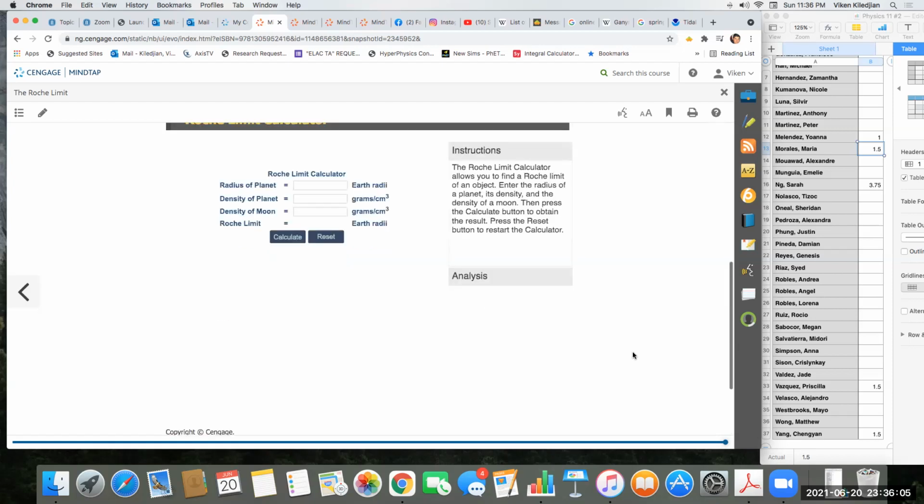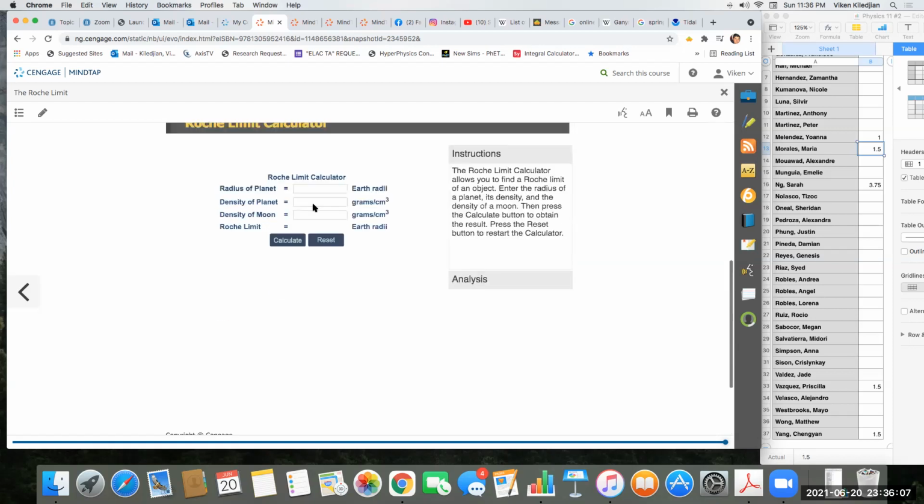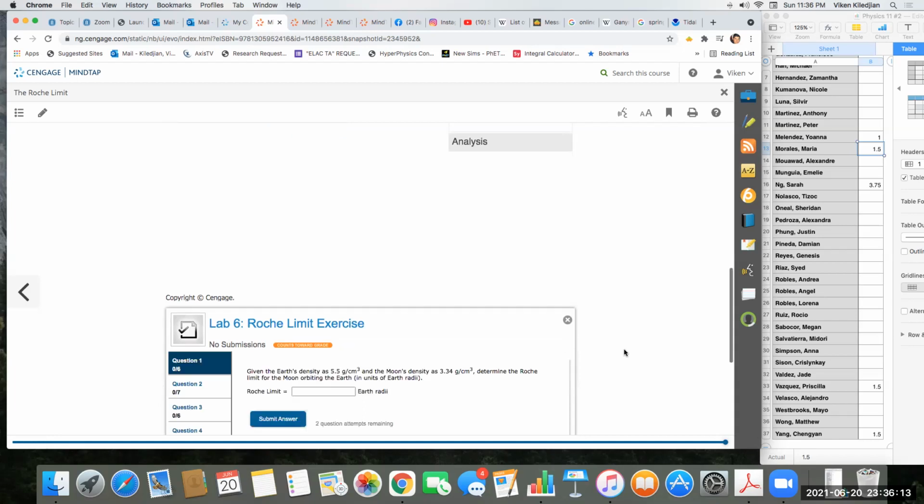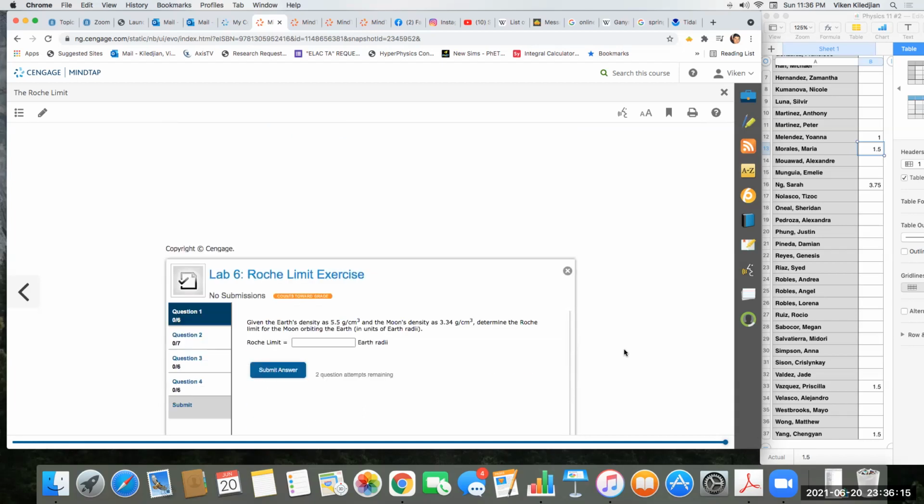Okay, so Roche limit calculator. I think we're probably going to have to use this for this. Question 1. Given the Earth density as 5.5 and the moon's density as 3.3, determine the Roche limit for the moon orbiting the Earth in units of Earth radii.